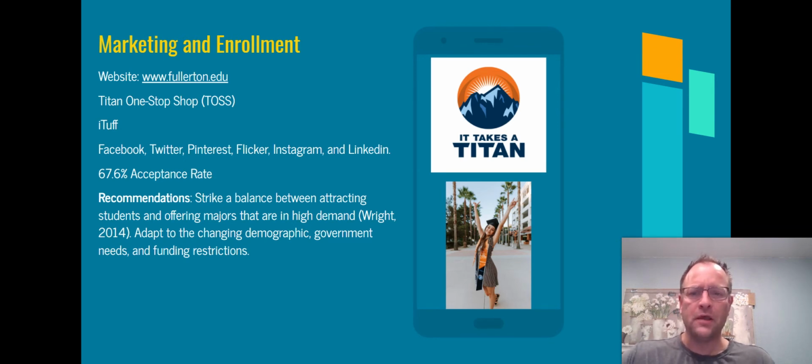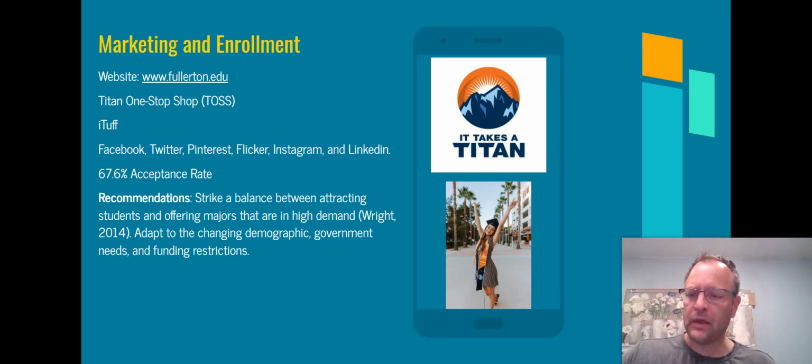Marketing and enrollment. The website is fullerton.edu. It's in orange and blue colors. They have the campus philanthropic campaign, It Takes a Titan, which you see here prominently displayed. You see the mountains there. That's the San Gabriel Mountains here in our area. And the mountains are there to inspire determination and persistence to blaze a path for others.